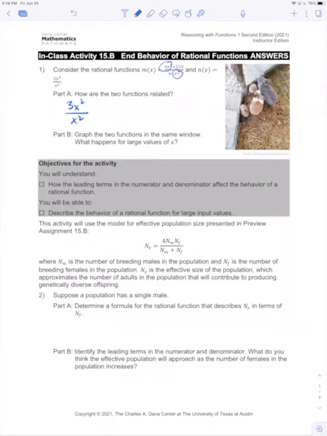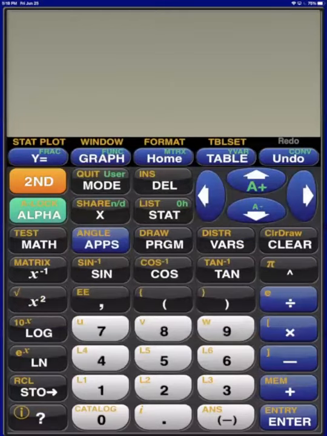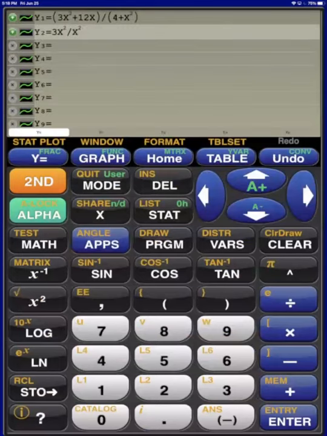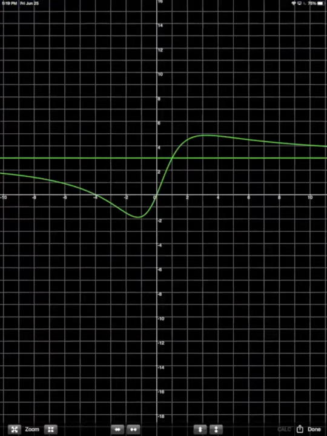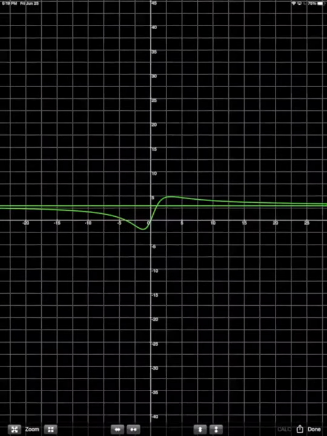So for part B, graph the two functions in the same window. What happens for large values of x? So I open up the calculator and I have this already set up and we're going to graph it. And if we graph both of them, we can see for large values of x, whether they're large positive numbers or large negative numbers, that the graphs get closer and closer together. We can even expand the graph and you can see more x values there. And you can see the graphs are getting pretty close together.